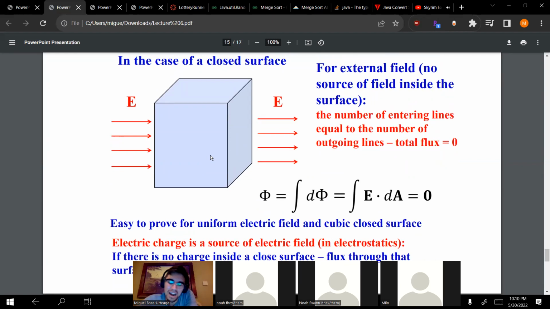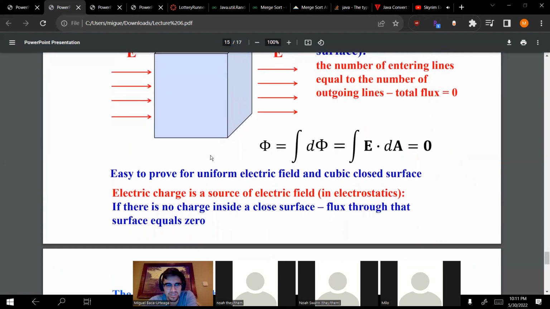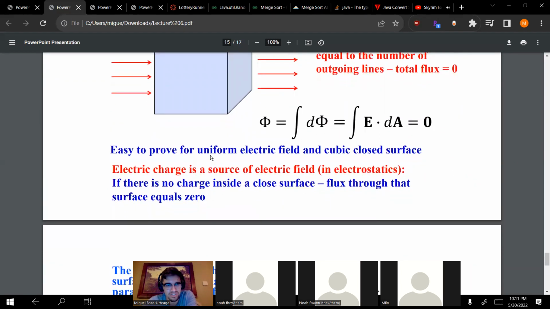Because I know that I, for example, would go through the headache of doing the math and then have a panic attack when my answer is 0. So easy to prove for uniform electric field and cubic closed surfaces. The electric charge is a source of electric field. There is no charge inside of a closed surface. Flux through that surface equals 0.